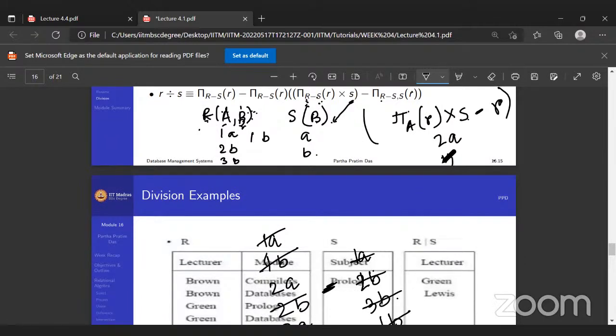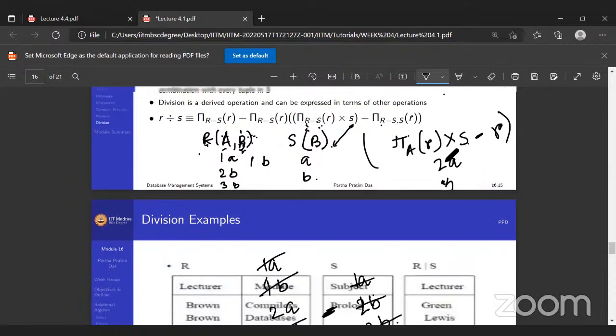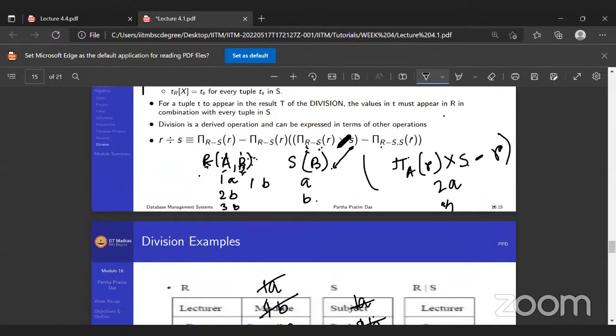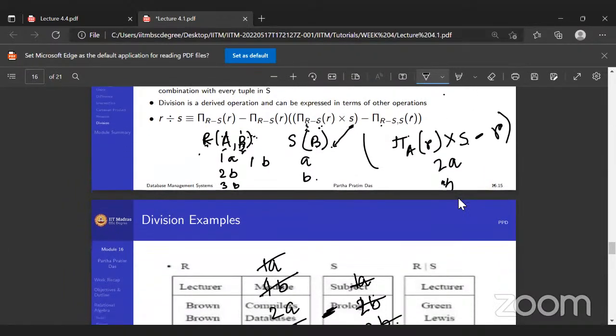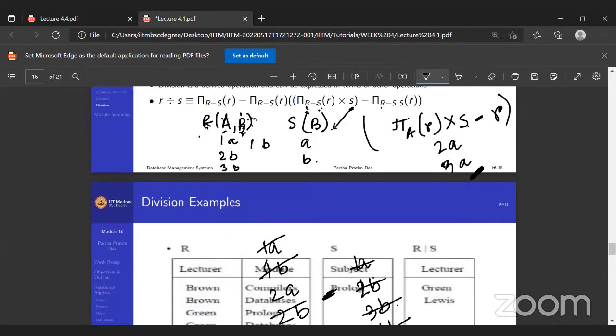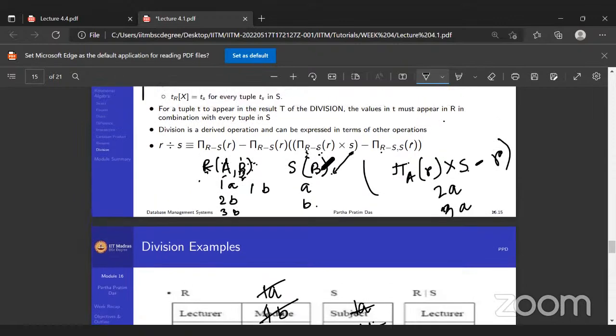Here, R is capital or small? The same thing, there is no difference. You only need to understand the expression, right? So that is the 3. This is the output of this whole expression, right?